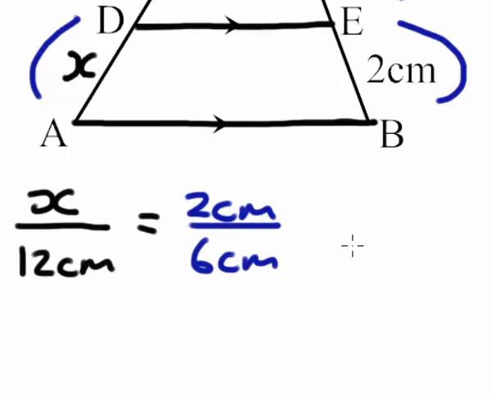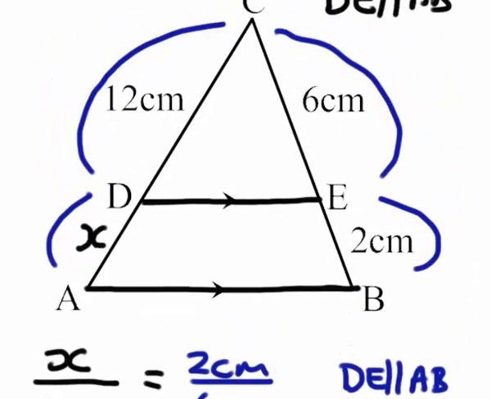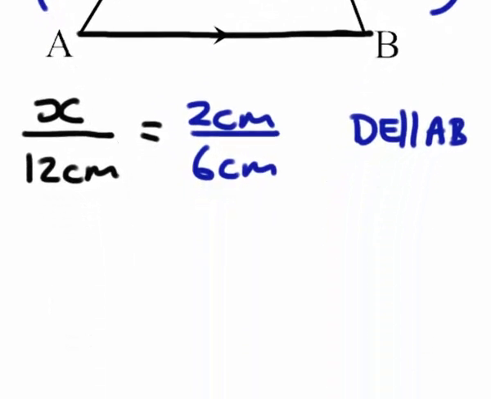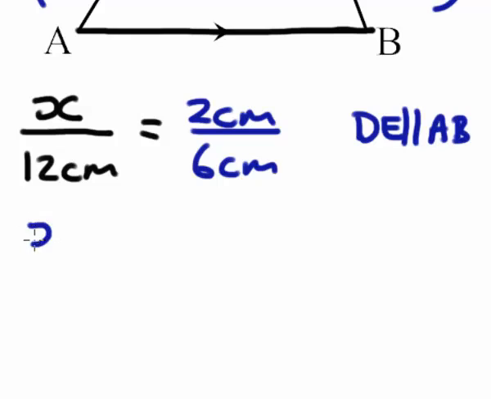when you do this, it's because DE is parallel to AB there. You see, it's the proportionality theorem. If DE is parallel to AB, then the ratios will most definitely hold true. Okay, so what can we do if you have a look at this? Well, let's think about it. Okay, x is equal to, well, let's make it x over 12 centimeters still.